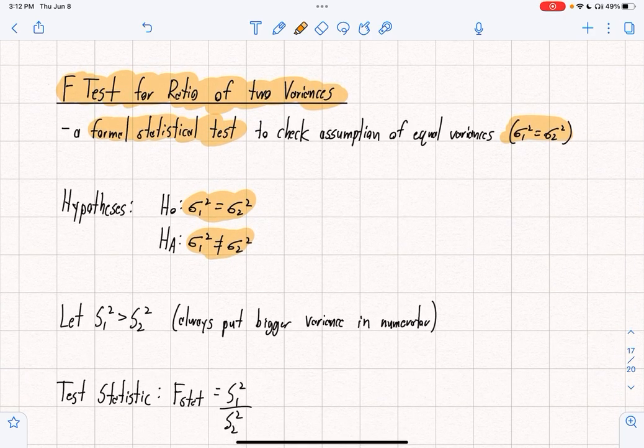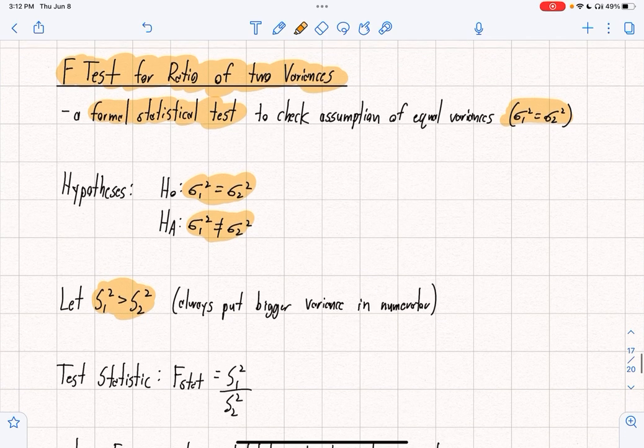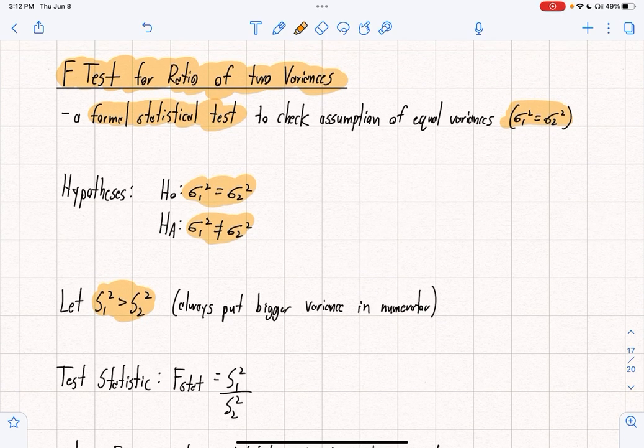So we'll of course use our sample variances, and let's first assume s1 squared is bigger than s2 squared. The only reason I say that is because when we form this test statistic, what we call an F-stat, we always put the bigger one in the numerator. So s1 squared over s2 squared. That's why I'm saying let's go ahead and say s1 is bigger than s2, but whichever one is bigger goes in the numerator. So the F-stat will always be the bigger one divided by the smaller one.